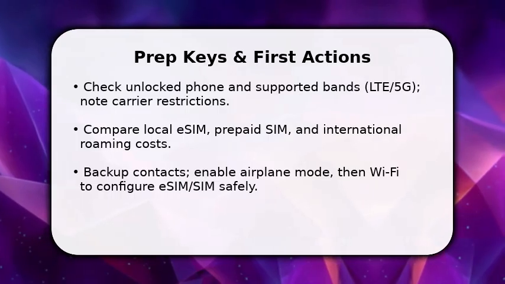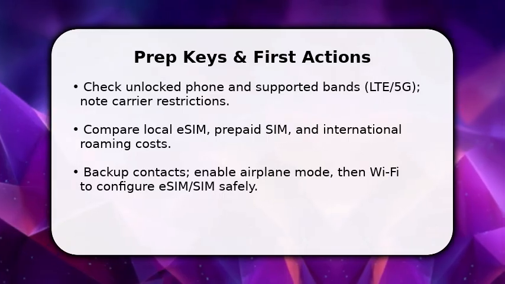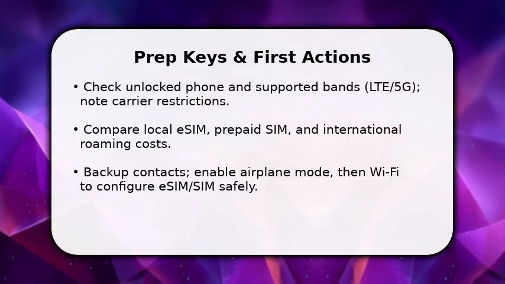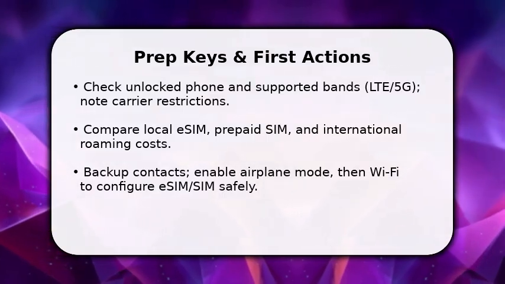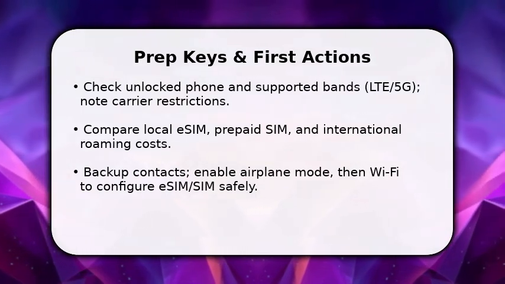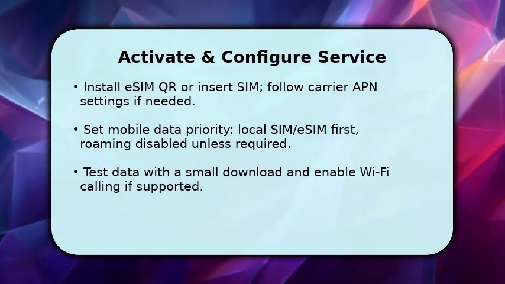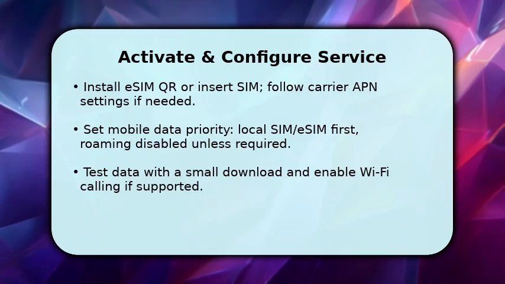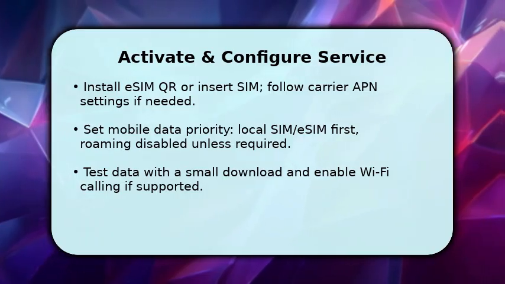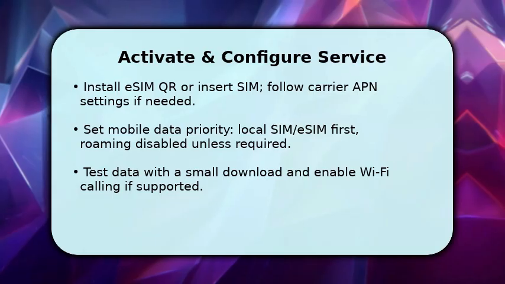Make sure to back up contacts and enable airplane mode before swapping or installing an eSIM so registrations complete cleanly. Then turn on Wi-Fi to authenticate accounts and download carrier profiles. Next, install the eSIM via QR or physically insert the local SIM and follow on screen prompts. If required, enter the carrier APN settings manually to enable mobile data.